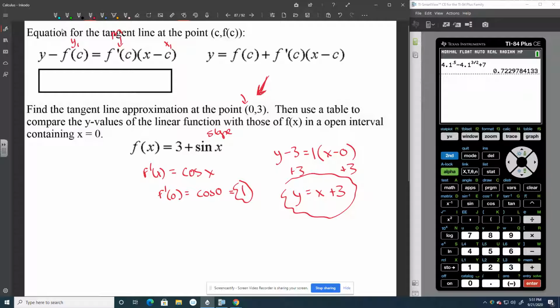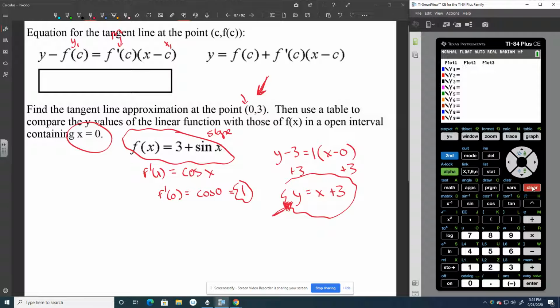So when I use my table, what I'm looking at is comparing these two functions around when x is equal to 0. I have my original function right here, and I have my tangent line that I'm going to approximate with. But I can't approximate everywhere, because look at what happens. Let's go to y equals, and plug in 3 plus sine of x. And then we're also going to plug in x plus 3.